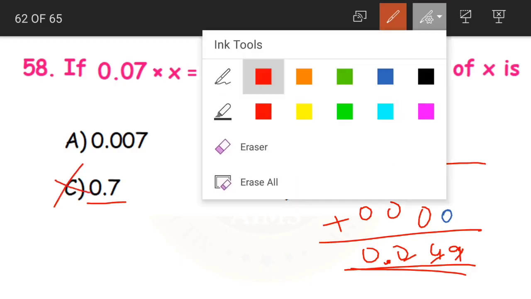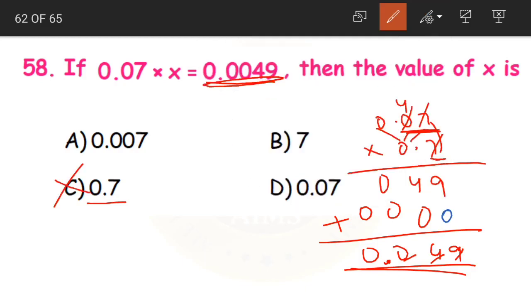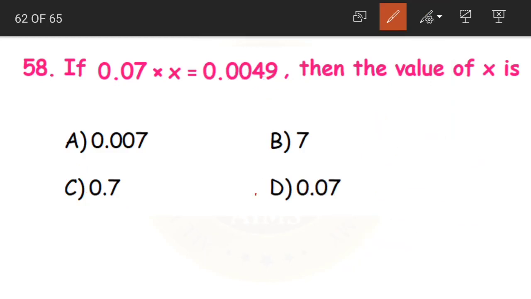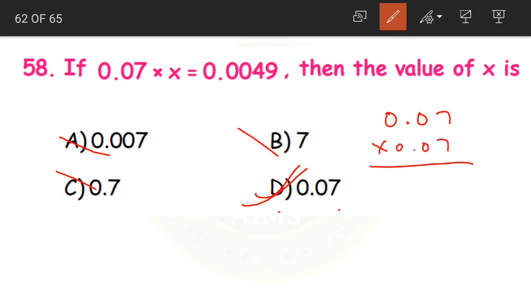So option C is also wrong. Now we are left with only option D. Without even multiplying, we can say that option D is the correct answer. Yes, A, B, C, all the 3 are wrong. So then ultimately D becomes our correct answer. Let us multiply and check whether it is actually correct or not.